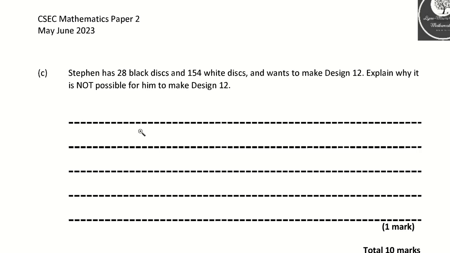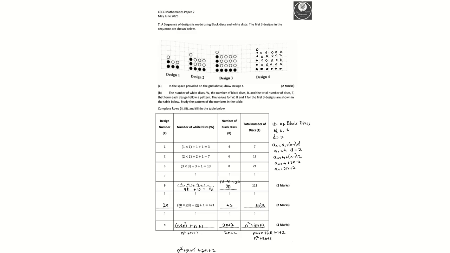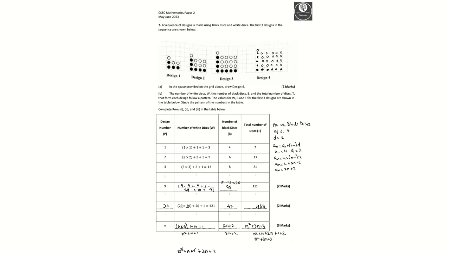Black, let's write that down. Usually when I read a question, I read it first and then write down, but because we're pressed for time, black is equal to 28. White is equal to 154. And they want your N, or your design number, to be 12. Right? So let's find out. They said it is not possible. Explain why it is not possible.